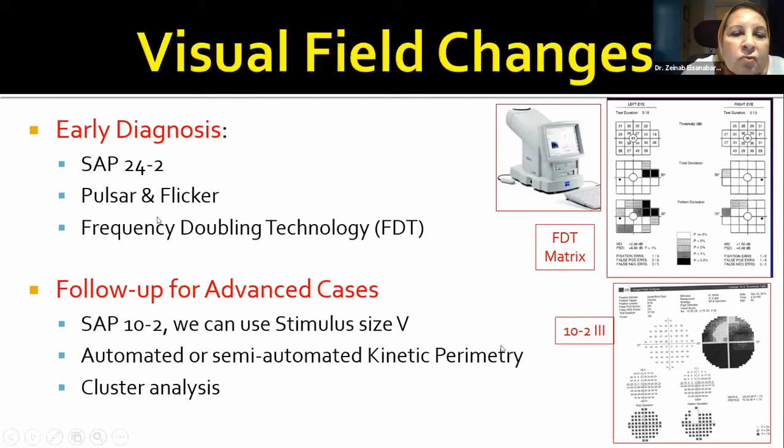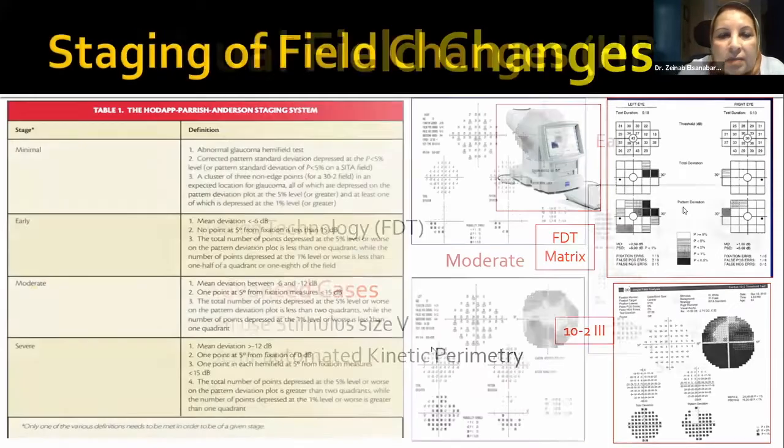And then we may resort to the other stimuli that give me early diagnosis, like the pulsar and flicker or the frequency doubling. The frequency doubling uses the illusion of motion and contrast, and it is now known as Matrix field, and it is interpreted like the standard automated perimetry with the same probabilities, and it is very useful for screening as it is very rapid. For the follow-up, we may use the standard automated perimetry 10-2, or we can increase the size of the stimulus, may resort to automated or semi-automated kinetic perimetry, and we may use cluster analysis.